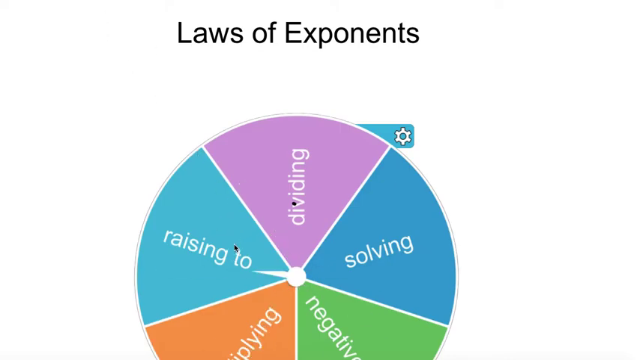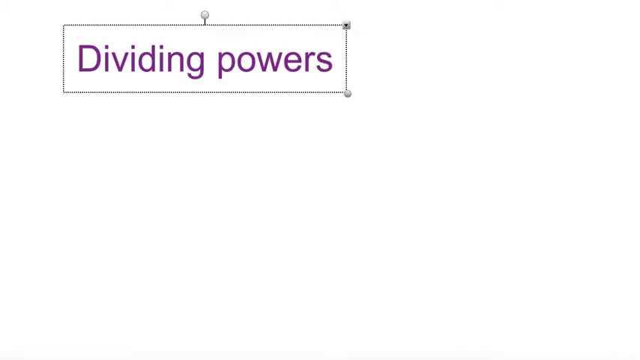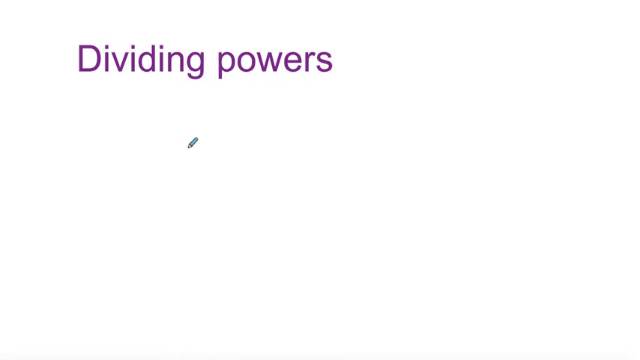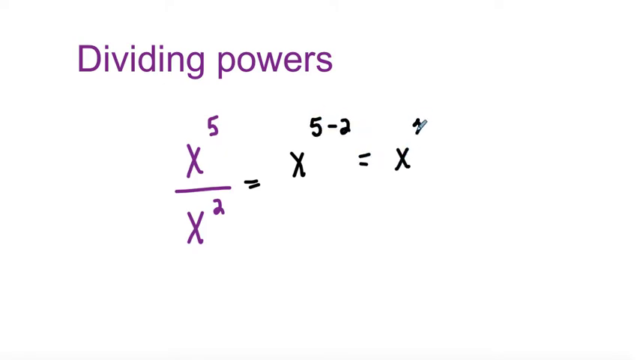The spinner has us going to dividing, one of my favorites, dividing exponents. So dividing powers. Now remember, one of the rules that we came up with when we were doing this earlier was bring the smaller exponent to the larger, wherever it is in the fraction, and subtract. So this 2 is going to come up. We have x to the 5 minus 2, which gives me x to the 3.